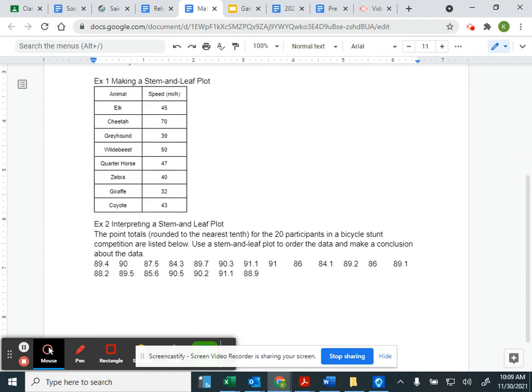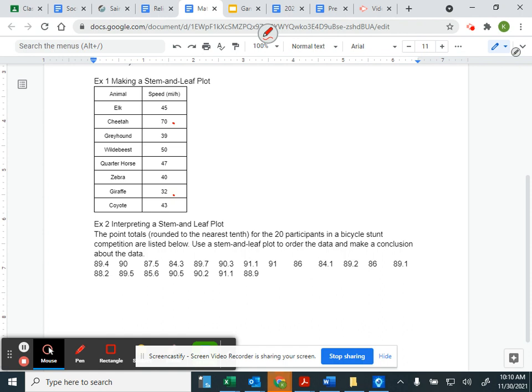So let's look at our example, making a stem and leaf plot. We have our data, the different animals and the speed that they travel. We want to turn that into a stem and leaf plot. Step one is we're going to choose the stems and the leaves. The numbers range from 32, our slowest, all the way to 70, the fastest.